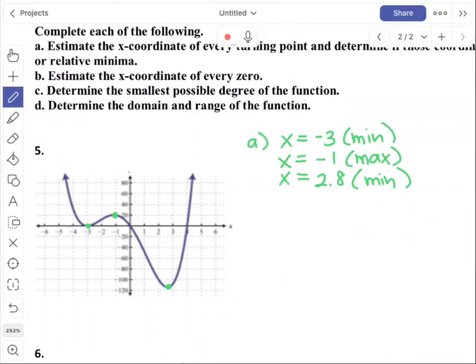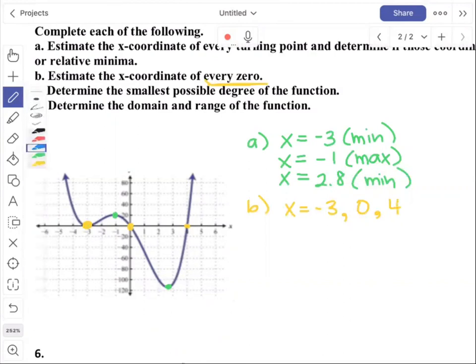All right, the next one, we're going to estimate the zeros. Remember, zeros are where it hits the x-axis. So I have one at -3, one at 0, and one at 4. So x is -3, 0, and 4.